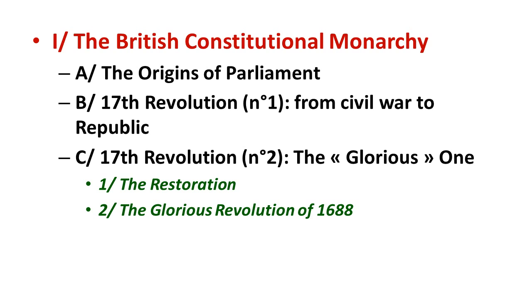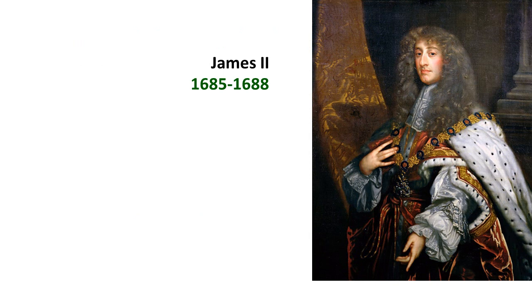And the term Glorious Revolution illustrates the fact that it was not a violent revolution. In fact, it was something pretty strange. The king was James II, and James II was clearly a Catholic. This led to a new conflict against Parliament.